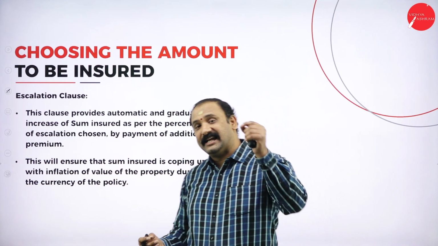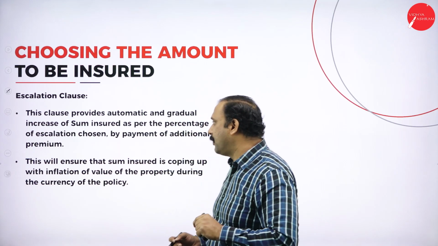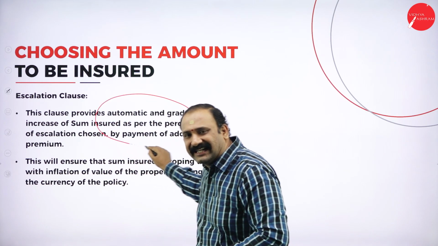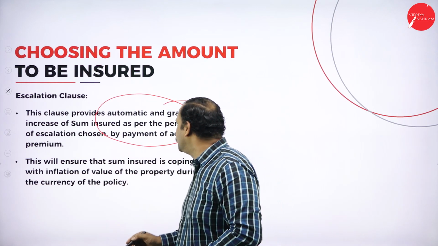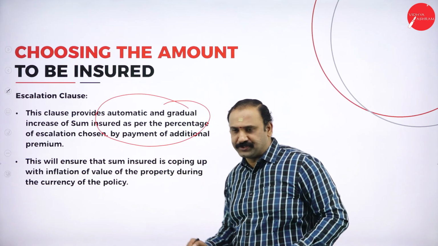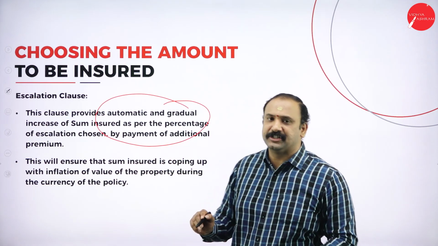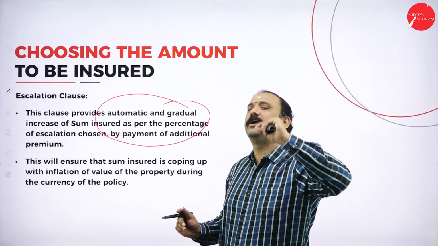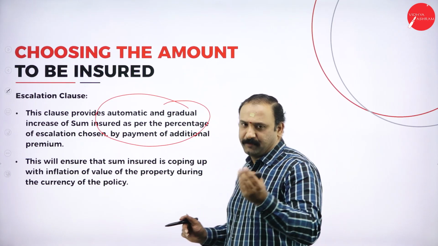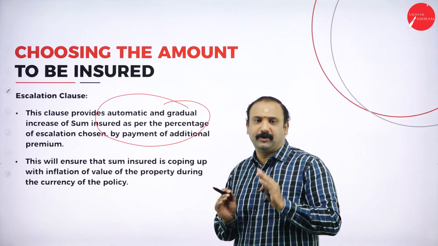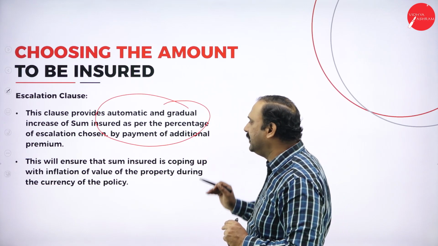Now, escalation clause, that is also a very important thing. In this clause, we provide automatic and gradual increase of sum insured as per the percentage of escalation chosen by the payment of additional premium. So as per the need, you have to pay an extra or an additional premium because you have chosen the escalation factor by giving up an extra amount. So that's how the insurance value will be counted.